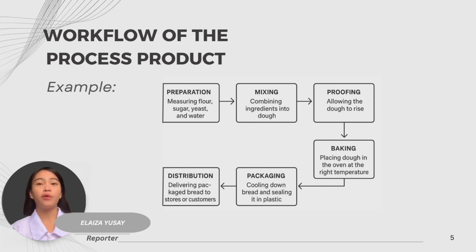So next, I will be showing you the example if you are producing bread in a bakery. As you can see in the picture, the first step is preparation, measuring flour, sugar, yeast, and water. Step 2, mixing, combining ingredients into dough. Step 3, proofing, allowing the dough to rise. And step 4, baking, placing dough in the oven at the right temperature. Step 5, packaging, cooling down bread and sealing it in a plastic. And last, step 6, distribution, delivering packaged bread to stores or customers.